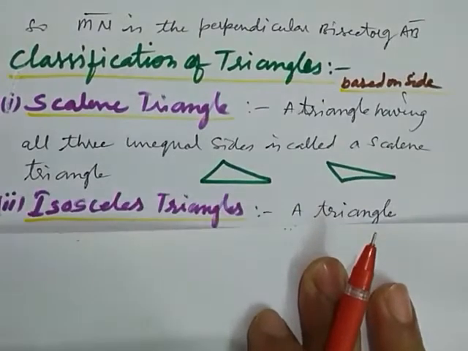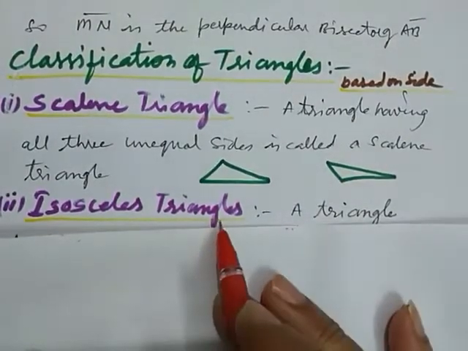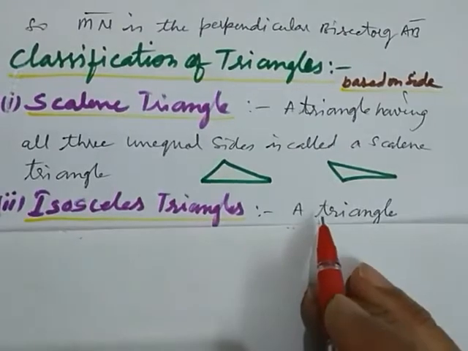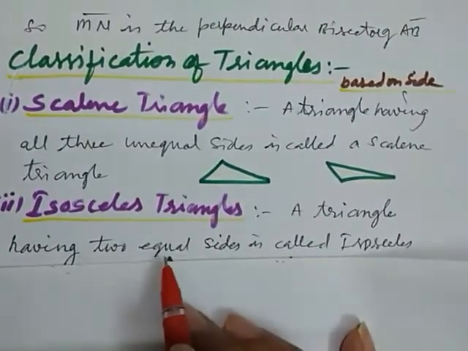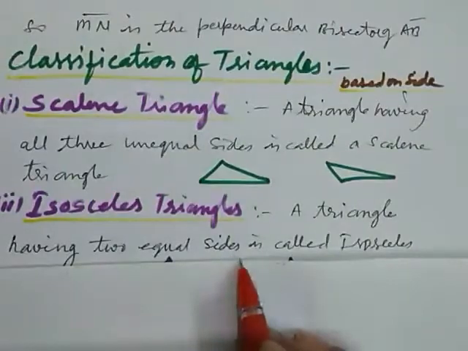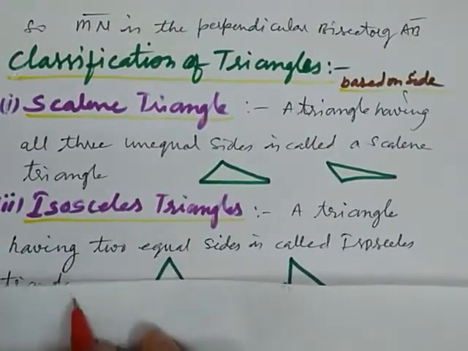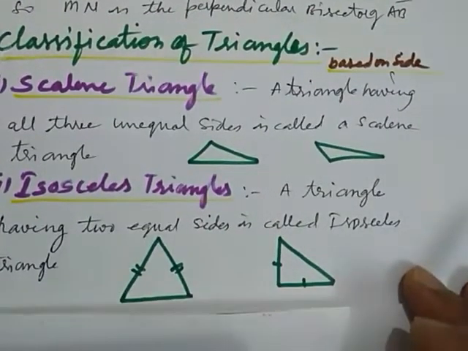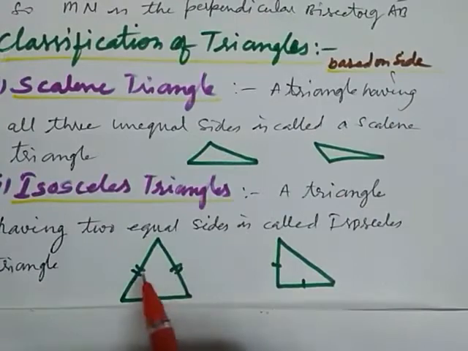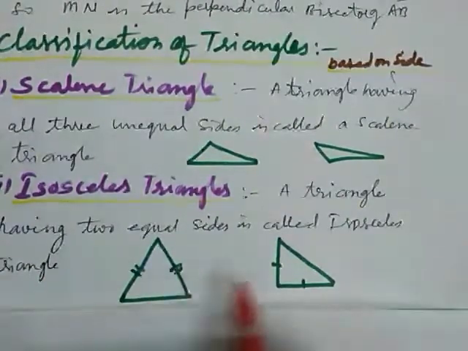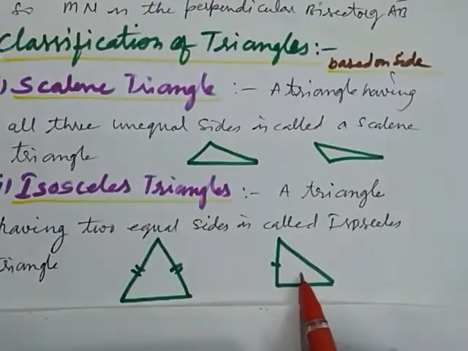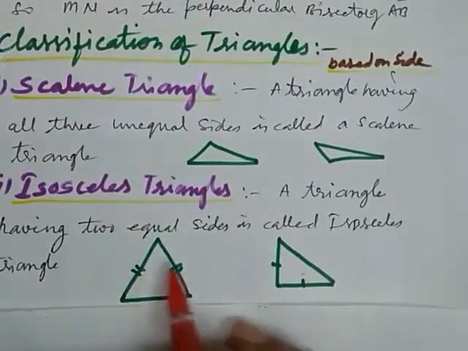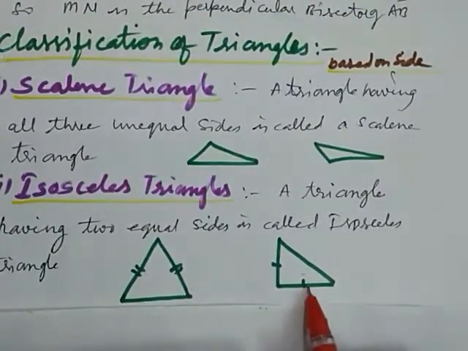Now the second type, isosceles triangle. A triangle having 2 equal sides is called an isosceles triangle, like this. Here these 2 sides are equal. Here these 2 sides are equal. This is a normal isosceles triangle and this is a right angled isosceles triangle, because here the angle is a right angle and these two sides are equal.